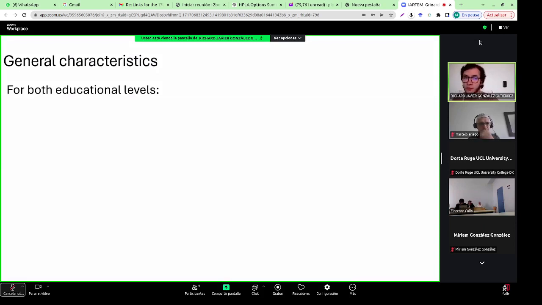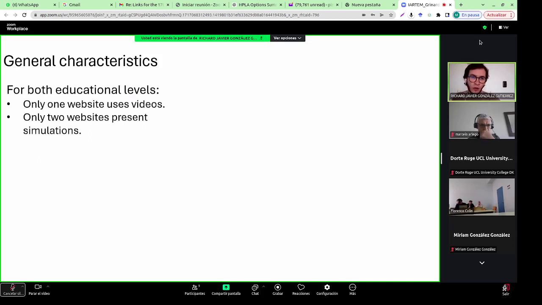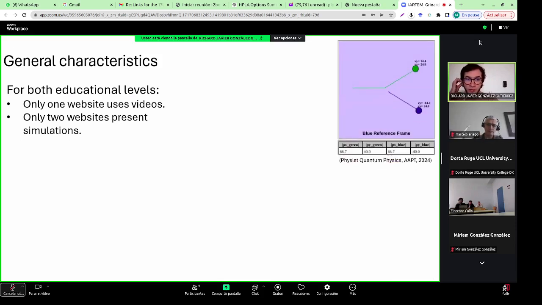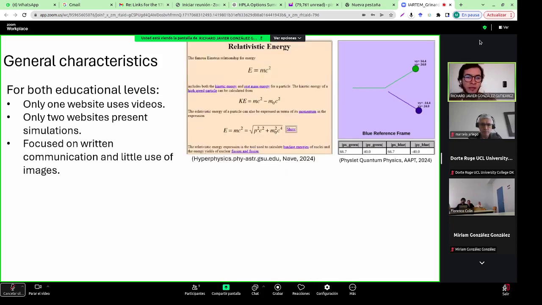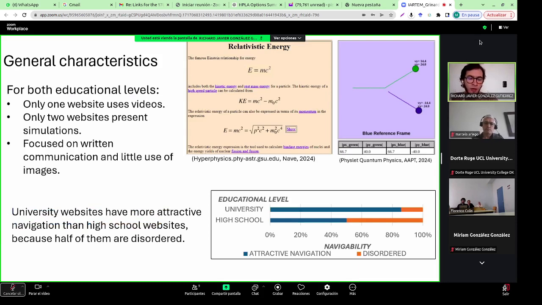And now I am going to present the main results of this research. For both educational levels, videos and simulations are little used. Only one website presents videos, and two sites present simulations. As an example, we show a simulation presented by one of the websites. This is a simulation of a study of a two-dimensional collision. In addition, regarding educational level, written communication is prioritized, and very few images are used. As an example, we show the main interface of relativistic dynamics on one of the websites. On the other hand, half of high school websites are disordered to navigate, and university websites are more attractive in this regard. This can be seen in the figure.